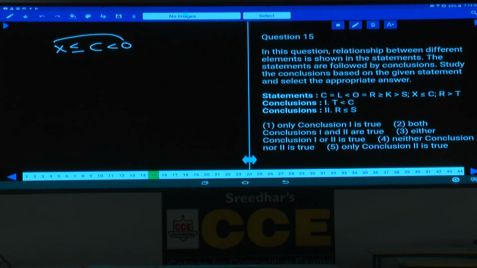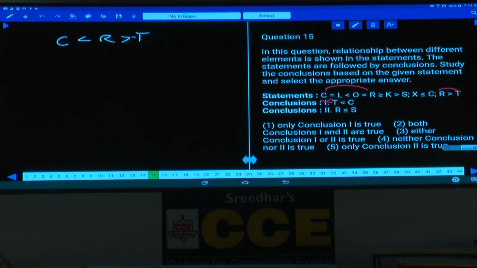Then 15th one. Now in question number 15, the relation between T and C. C is here and T is here. What is the letter which is common here? R is common, isn't it? Now between C and T, C lesser than R and R greater than T. Two opposite symbols between these two. Hence no relation can be established between C and T. Hence first conclusion does not follow.